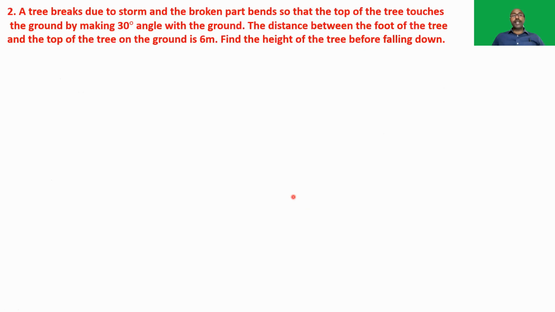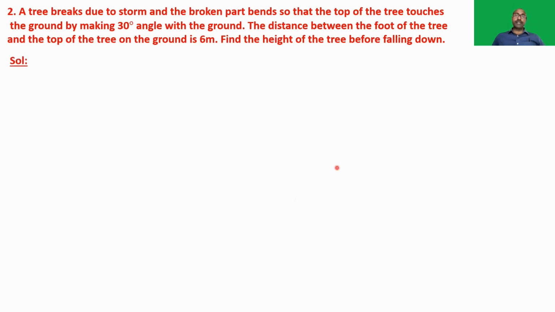A tree breaks due to storm and the broken part bends so that the top of the tree touches the ground by making 30 degrees angle with the ground. The distance between the foot of the tree and the top of the tree on the ground is 6 meters. Find the height of the tree before falling down. So this is the question.